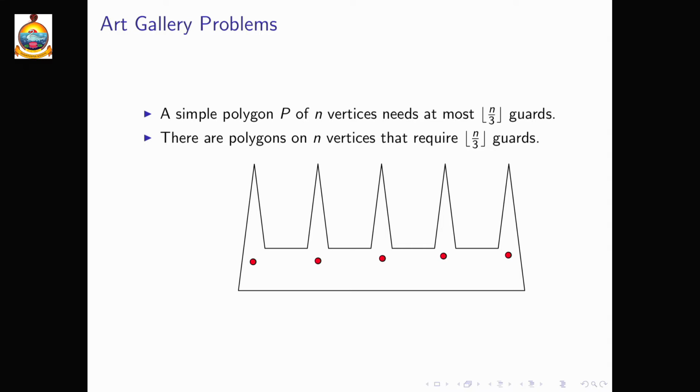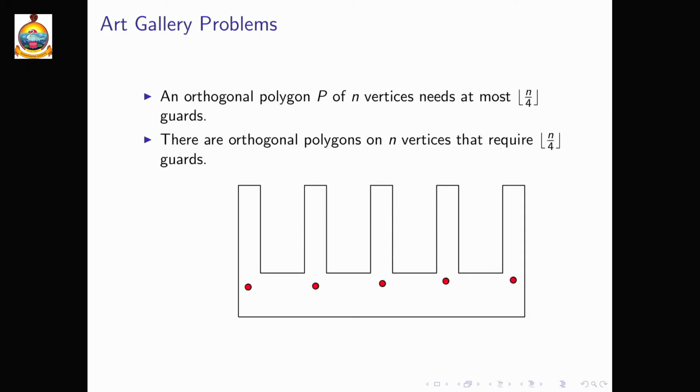It can be shown that a simple polygon of n vertices needs at most floor of n by 3 guards, and there are polygons that require floor of n by 3 guards. For example, for each spike you need a separate guard, so that makes it at least n by 3. For orthogonal polygons, this bound goes to n by 4, because now each spike will be basically rectangular.